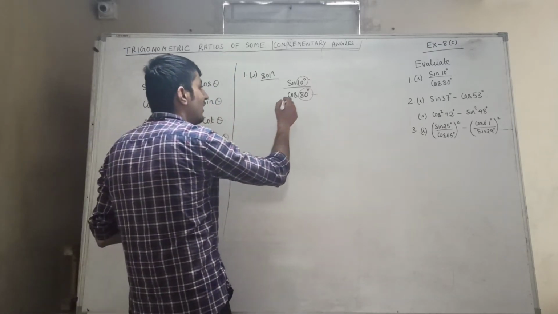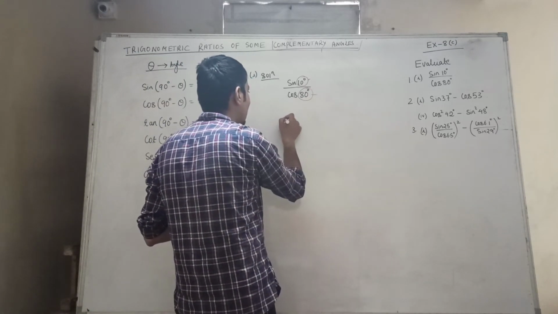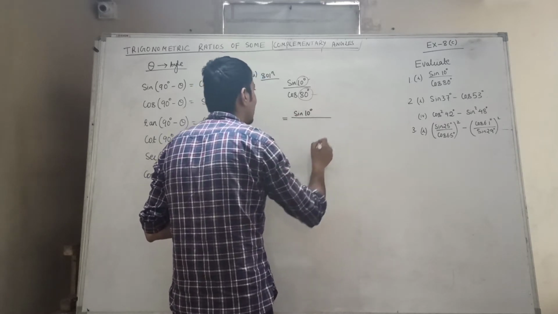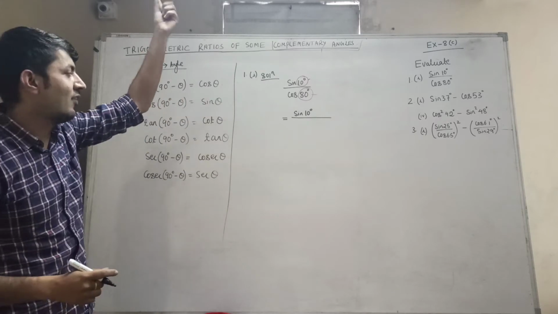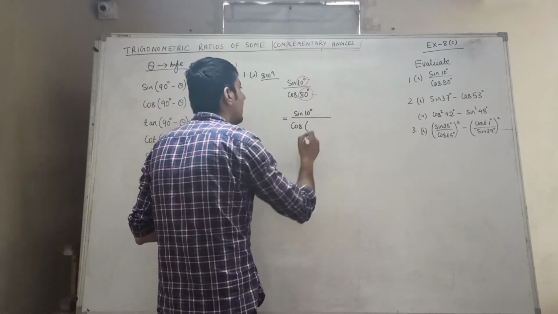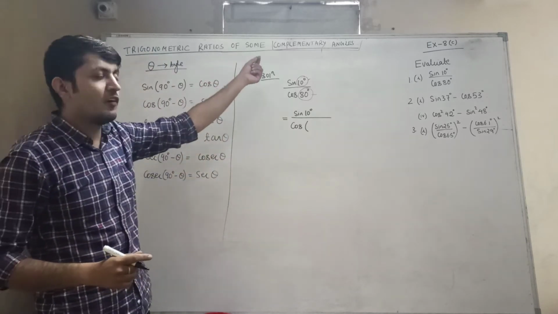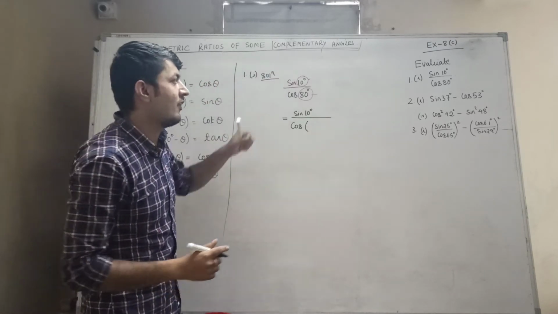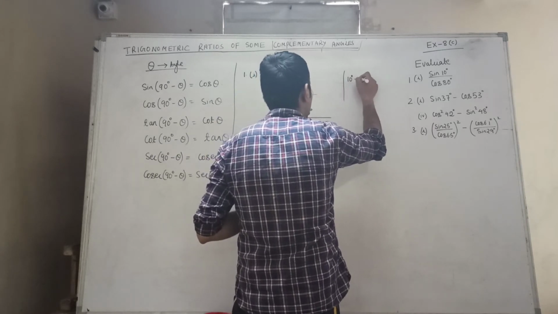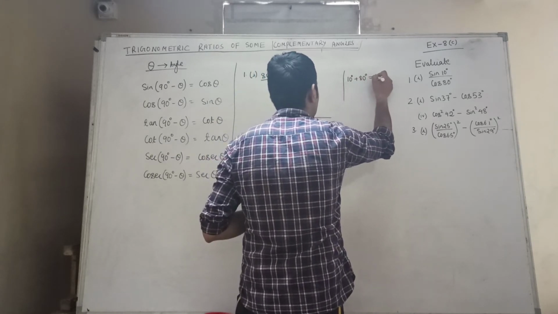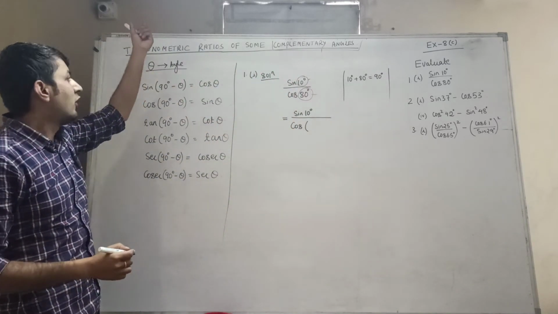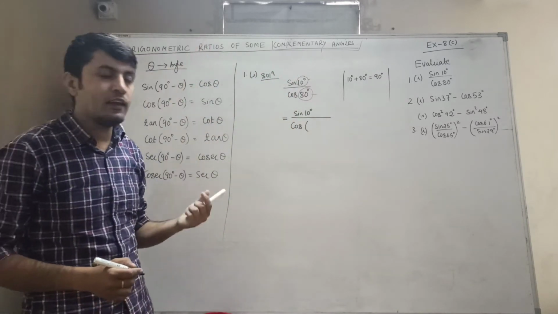So how to solve? You can do it like this. Sine 10 degree, you keep it as sine 10 degree. Cos, you write down as cos. Now, as I have already told you, 10 degree plus 80 degree is equal to 90 degree. That's why we can use our formula for complementary angles.